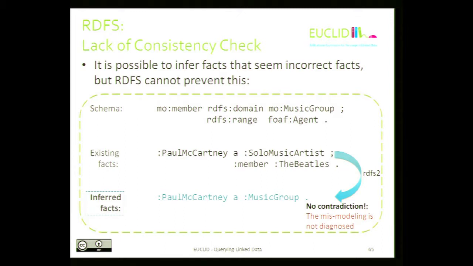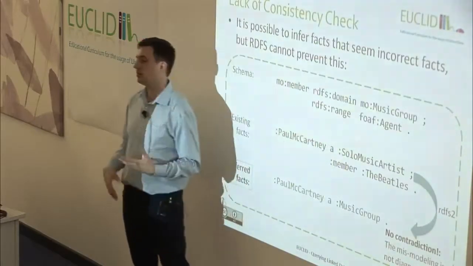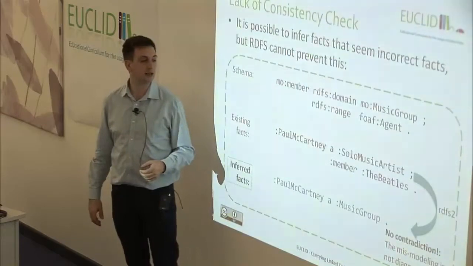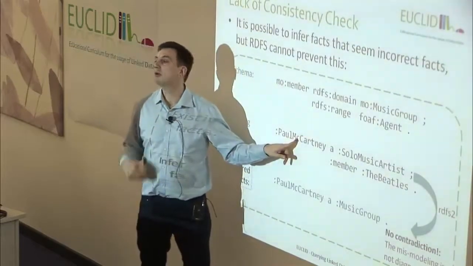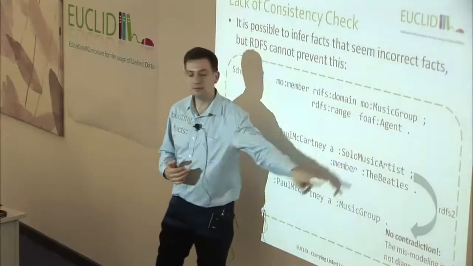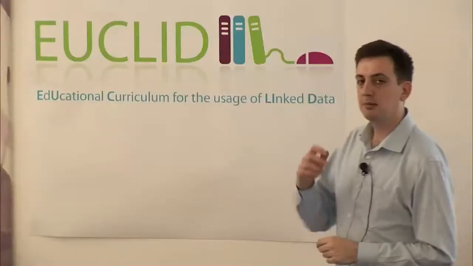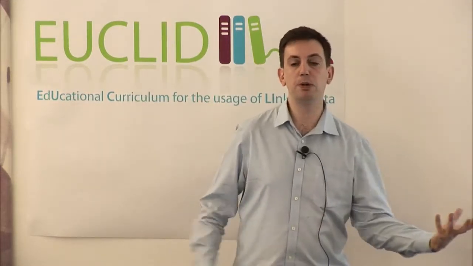So we might write that Paul McCartney is in the class of solo music artists, completely valid, and that Paul McCartney, we think we've written, is a member of the Beatles. But that's not the way around that member works. Member, as we said before, has a domain of the group and a range of the agent.